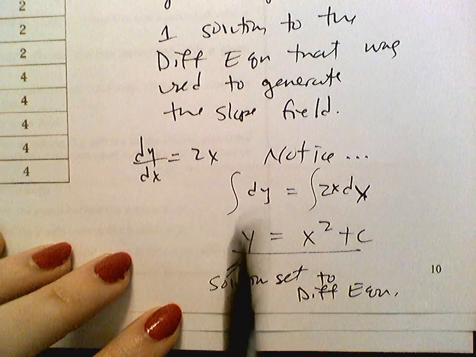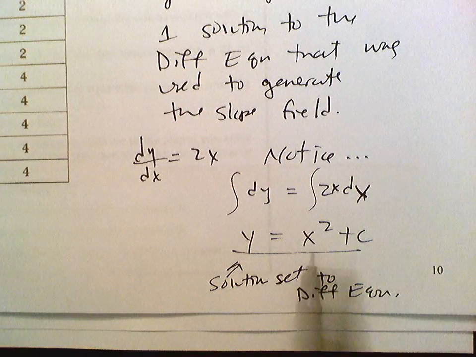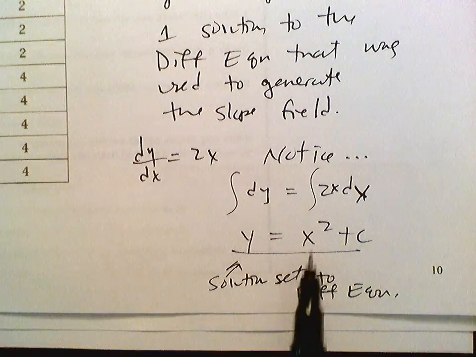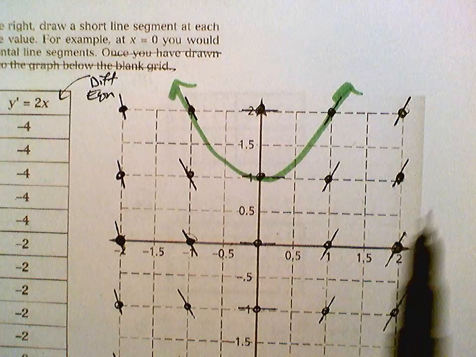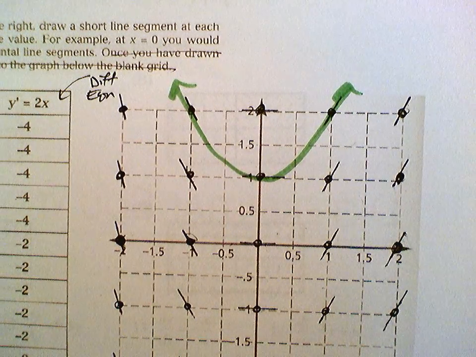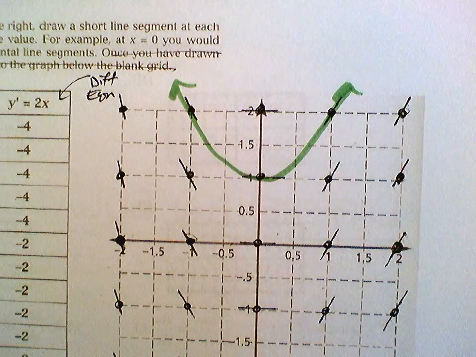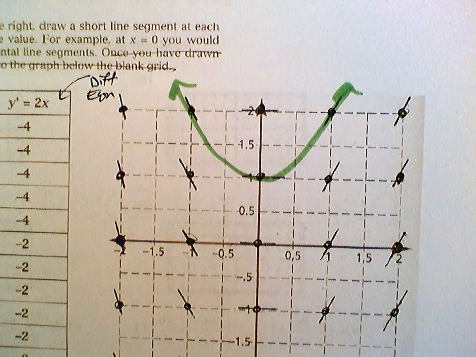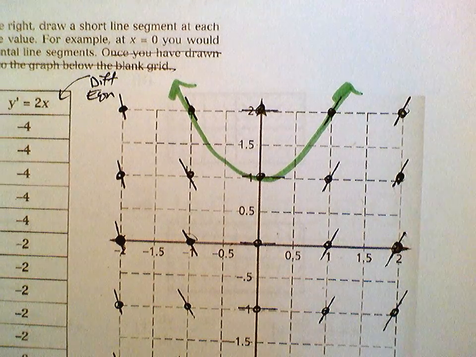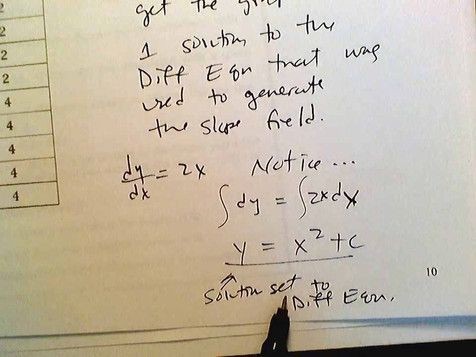And if you take any member of this solution set, so for every different c there's a different solution, you would get a parabola. So if you follow a slope path for the slope field that was generated by the differential equation, you will end up seeing the graphs of the solution set. Okay, guys, so there's that.